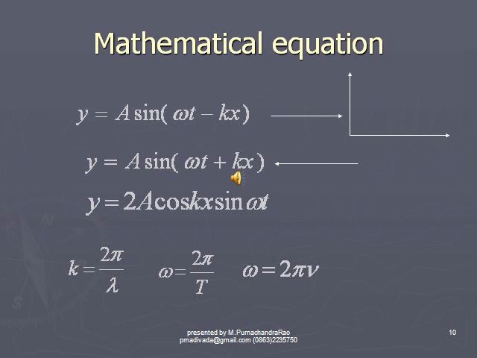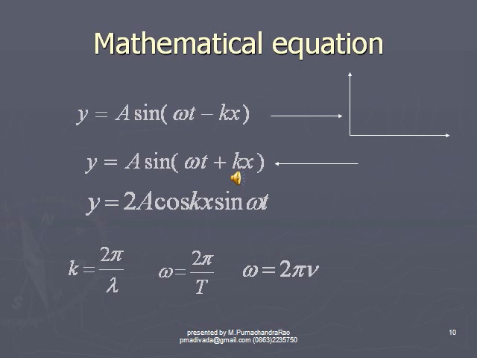A wave traveling along the positive direction of the x-axis is represented by y = a sin(ωt − kx), that is the first one. The second equation, y = a sin(ωt + kx), represents a wave traveling along the negative direction of the x-axis. When these two waves get superimposed, we will get a stationary wave. The equation of the stationary wave will be obtained as y = 2a cos kx sin ωt.